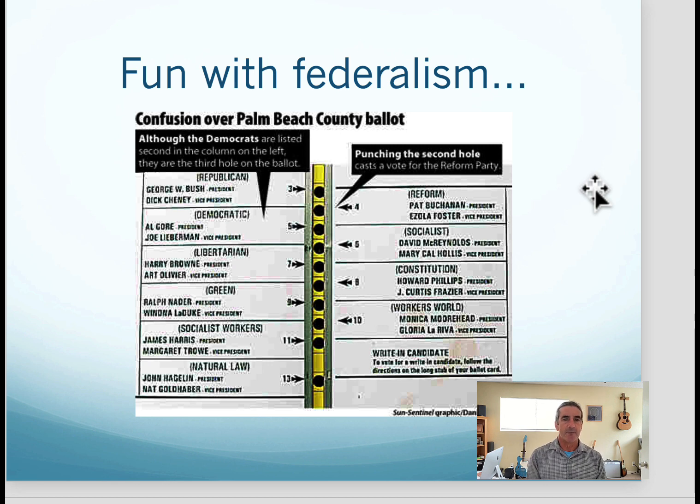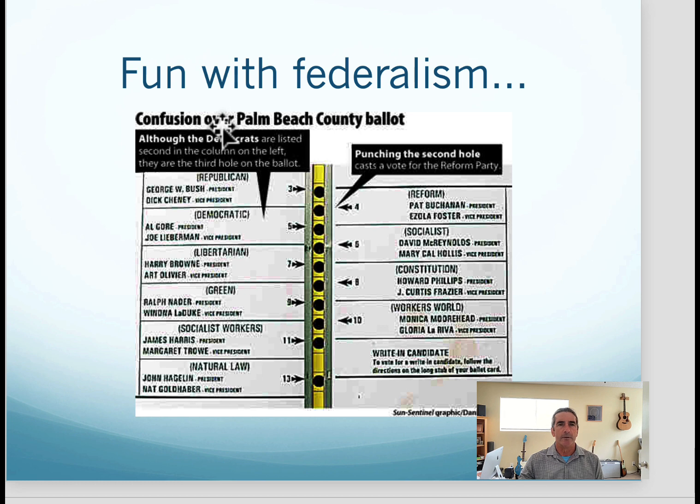Gore lost enough votes in Palm Beach County, Florida, to this problem that he ended up losing the popular vote count in Florida overall. And by losing the vote in Florida, he lost the Electoral College votes in Florida and therefore lost the presidency.